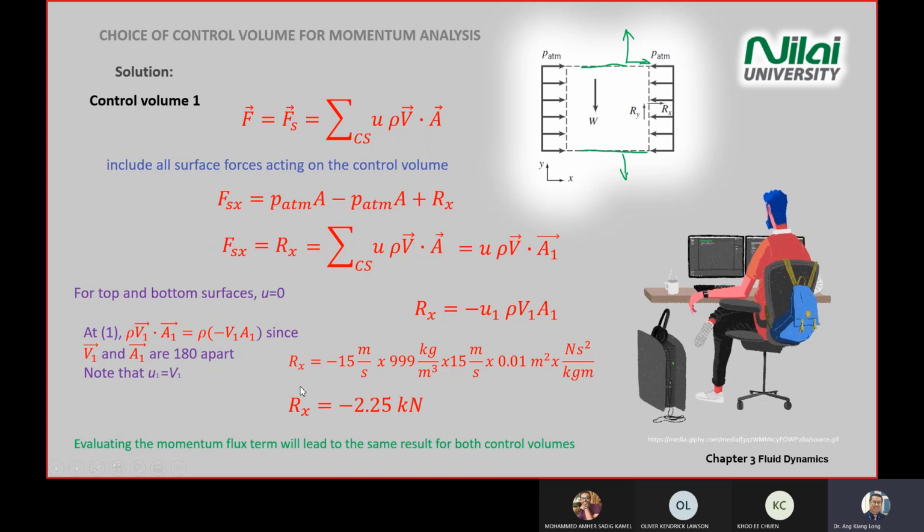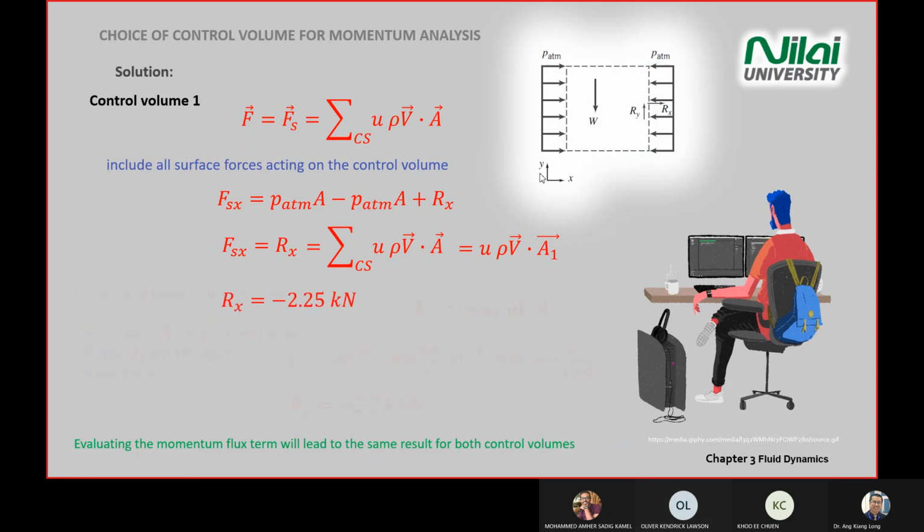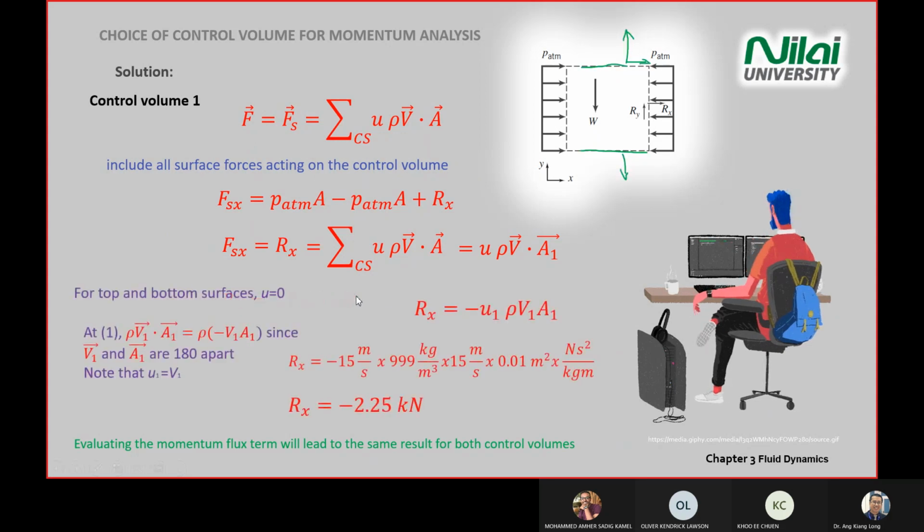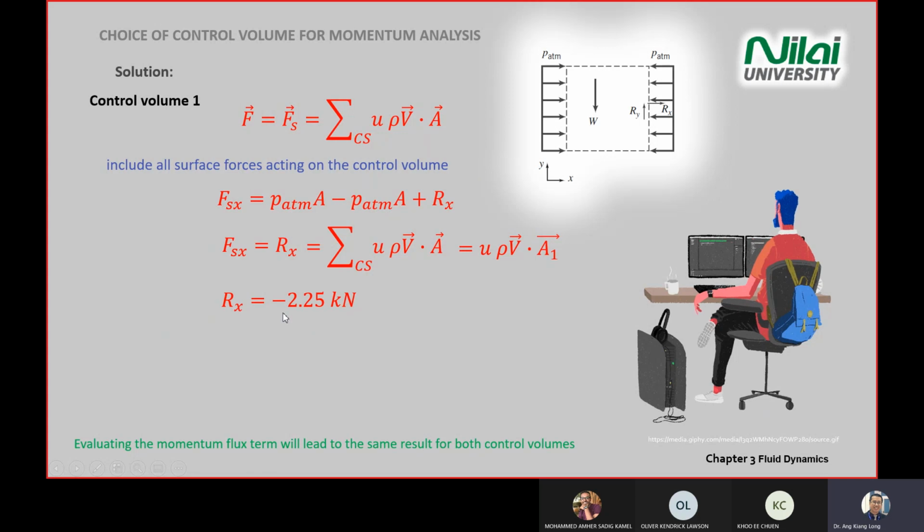So what does it mean if you calculate negative 2.25, and in the diagram that you drew, you drew Rx to the right? When you calculate, you have a negative sign. It means what you drew here is wrong. What you guessed earlier is wrong. The real direction is to the left. Rx is to the left.